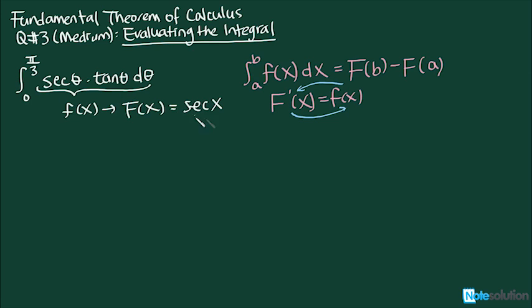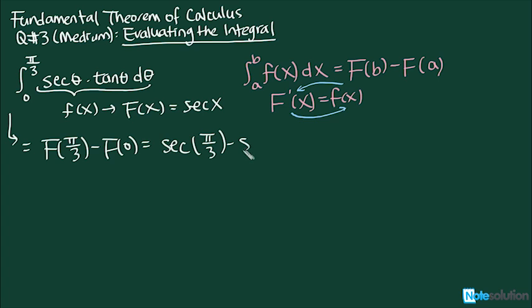So here, this is one of them. It's a very typical one. So the next line will be secant. This will be F. We can just write this for clarity's sake. Because F at x is secant x, we can say secant pi over 3 minus secant 0.